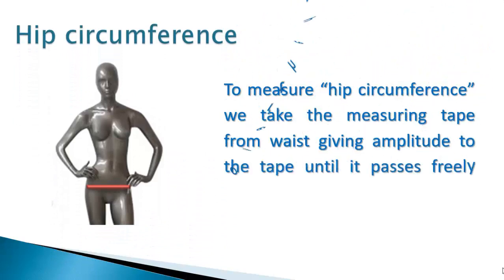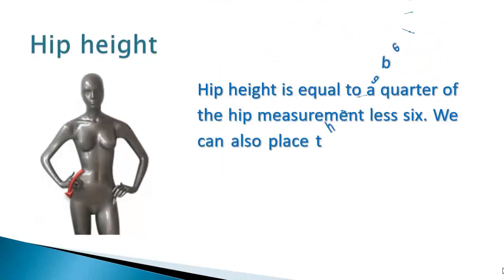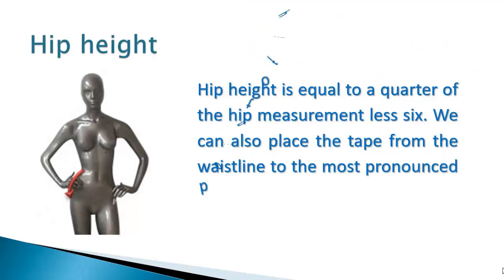Hip circumference. To measure the hip circumference, we take the measuring tape from the waist, giving amplitude to the tape until it passes freely over the hip. Hip height is equal to a quarter of the hip measurement, less 6. We can also place the tape from the waistline to the most pronounced point of the hip.